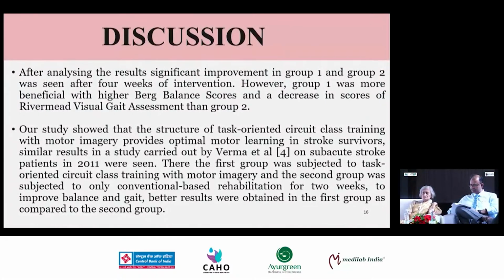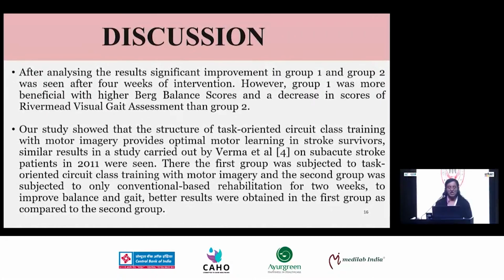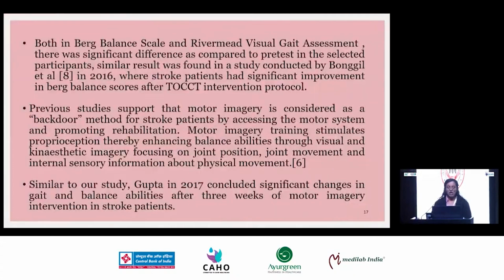There, the first group was subjected to task-oriented circuit class training with motor imagery, and the second group was subjected to only conventional based rehab for 2 weeks to improve balance and gait. Better results were obtained in the first group as compared to the second. Both in Berg Balance Scale and the Rivermead Visual Gait Assessment, there was significant difference as compared to pre-test in the selected participants.